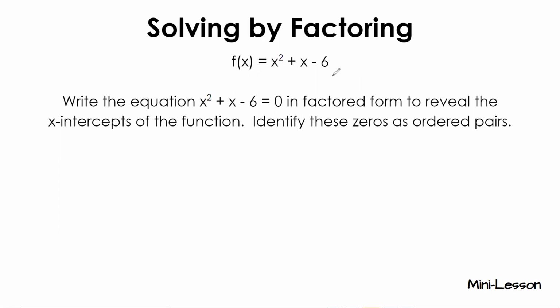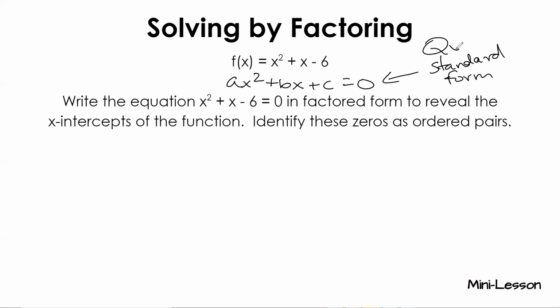Okay, so you see how this is written? This is the standard form, which is ax squared plus bx plus c. This is called standard form. If you don't know this, write that down. Quadratic standard form. Wow, you can't even see that, but that's cool.